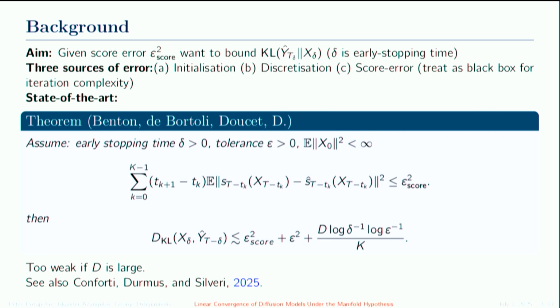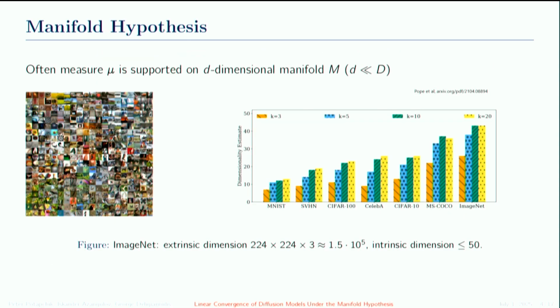The issue is that if this ambient dimension is large, and for image data sets, for example, this can be very, very large because it's pixel space, the dimension of the pixel space, this bound can be too weak to explain the empirical success of diffusion models. So, for example, if we look at typical image data sets, you can see here what the intrinsic dimension is. For example, for ImageNet, the pixel space has dimension of order 10 to the 5. Its intrinsic dimension has been estimated to be under 50.